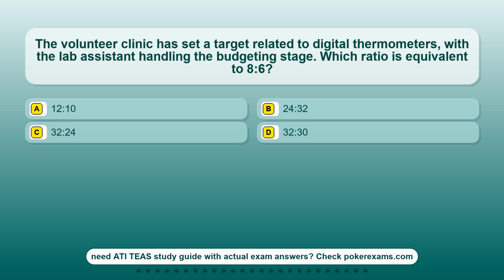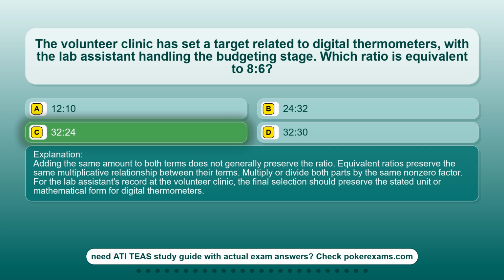Which ratio is equivalent to 8:6? Option A, 12:10. Option B, 24:32. Option C, 32:24. Option D, 32:30. The correct answer is option C, 32:24.